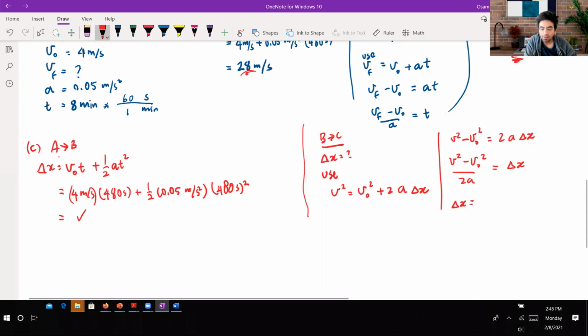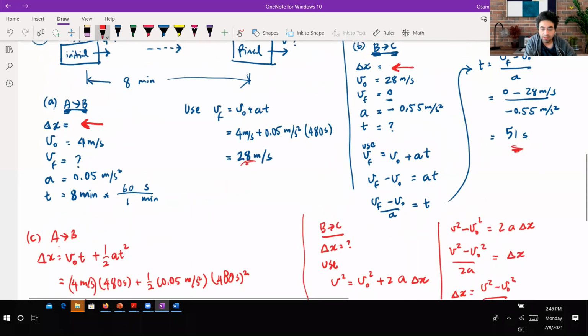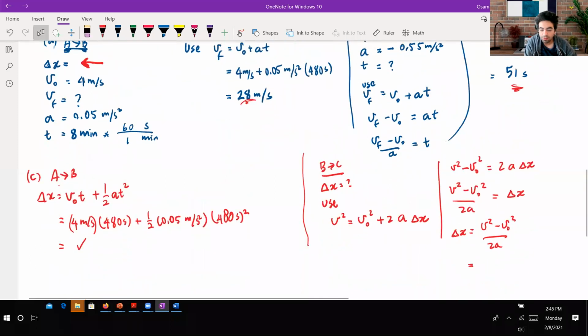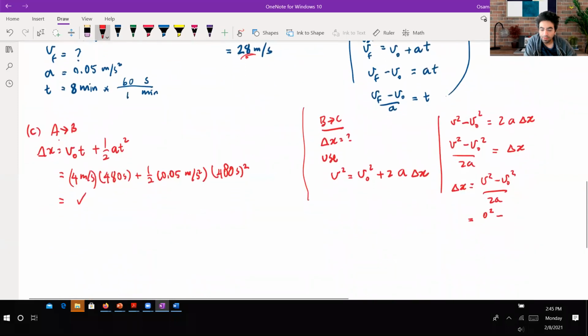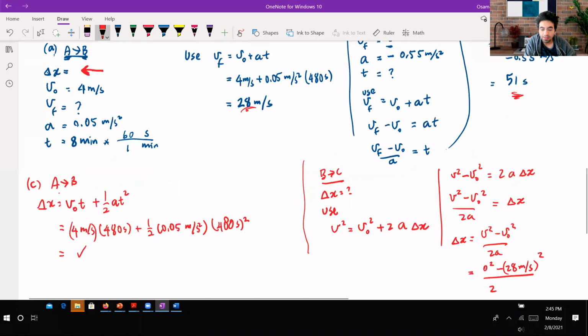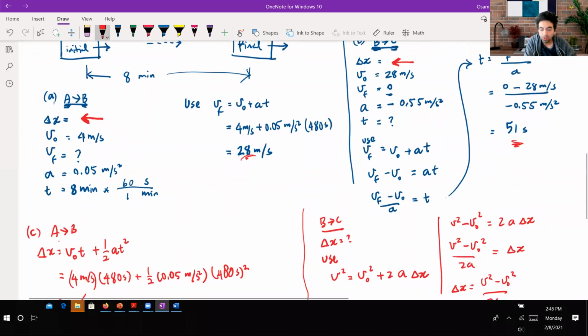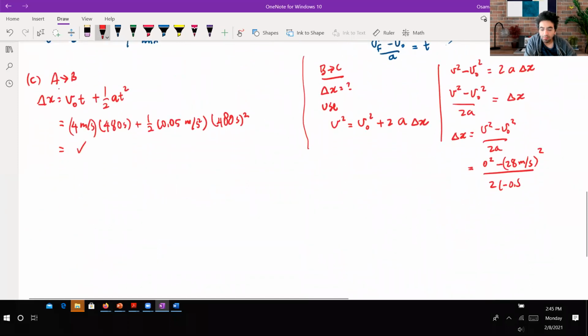Let me plug in all the numbers that I know. Delta x equals V squared minus V naught squared over twice the acceleration. The final velocity for this particular segment was 0, right? Because I'm studying from B to C. So it's important that you always remember which segment you're studying. V naught squared, that's the initial velocity of this segment, which was 28 meters per second, and I have to square that. Then that's divided by twice the acceleration. If you remember, the acceleration in this case was negative 0.55 meters per second squared. Then you plug all of that in, and you find what the displacement is. And that gives you the answer to part C.